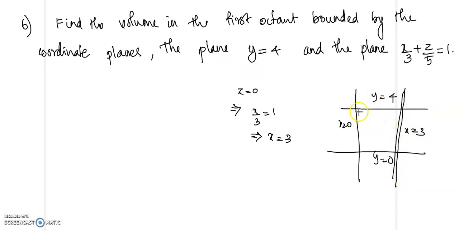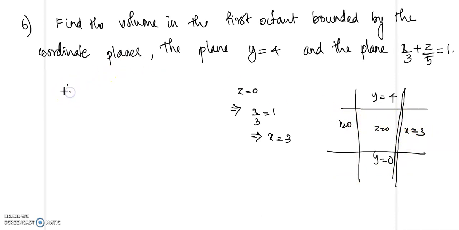So our region is bounded by x equal to 0. The portion of the xy plane is z equal to 0. Our coordinate planes are x equal to 0, y equal to 0, then you have z equal to 0, and you have a plane y equal to 4 which is bounding the region. Then x equal to 3 is where the surface x by 3 plus z by 5 equal to 1 meets it. So this is the rectangular region you are getting in the xy plane.